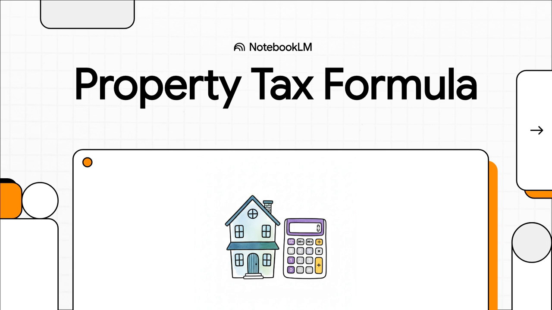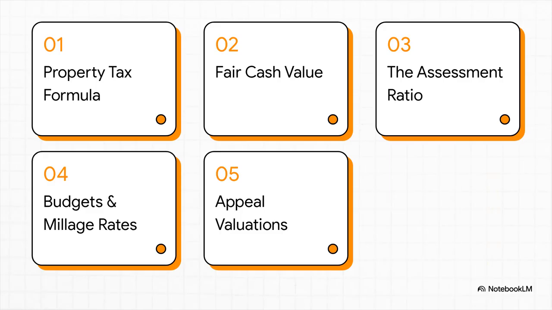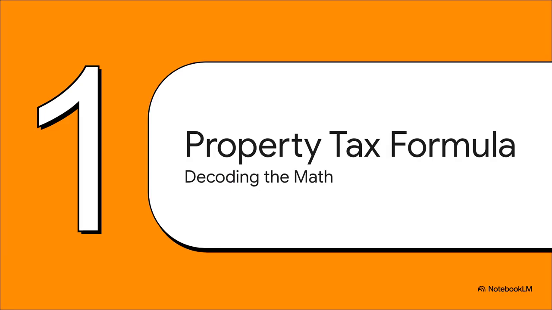Our goal today is to completely demystify that property tax math, break it down step by step, and show you exactly how the sausage is made. Okay, let's dive into this. Here is our roadmap for today. We'll cover the property tax formula, assessing fair cash value, the assessment ratio, budgets and millage rates, and finally, how to appeal valuations.